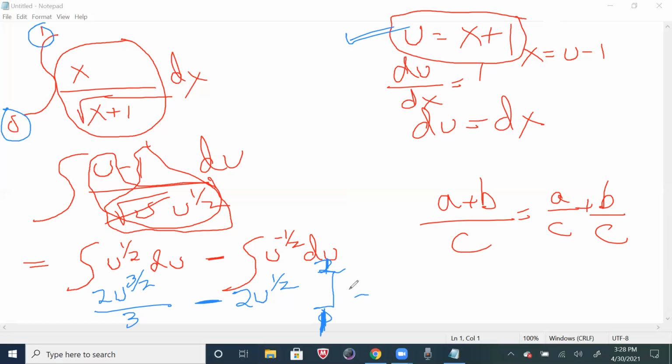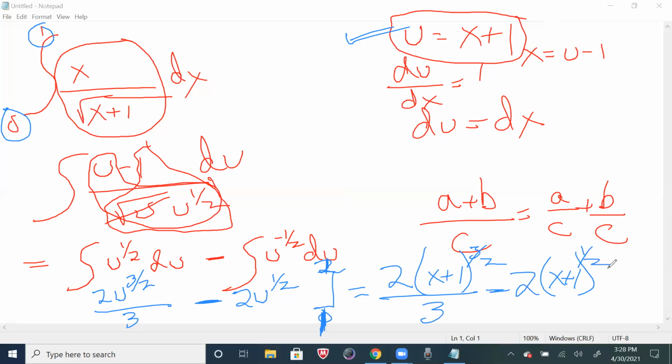Or you could do it by going back and substituting what u is. Well, u is x plus 1 to the 3/2, all divided by 3, minus 2 times x plus 1 to the 1/2. And now I can use the original limits of integration, which actually might be a little easier. And I've always found it to be easier, so I generally resubstitute before I evaluate.